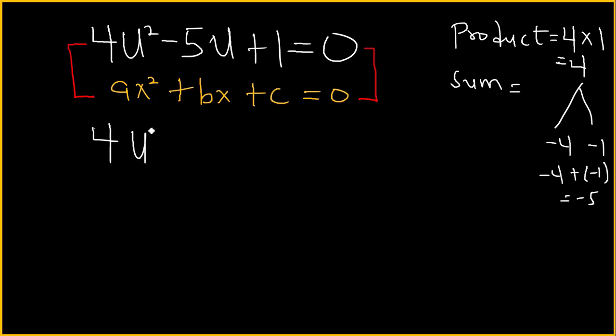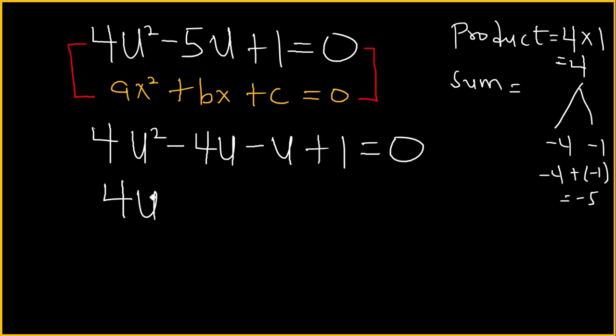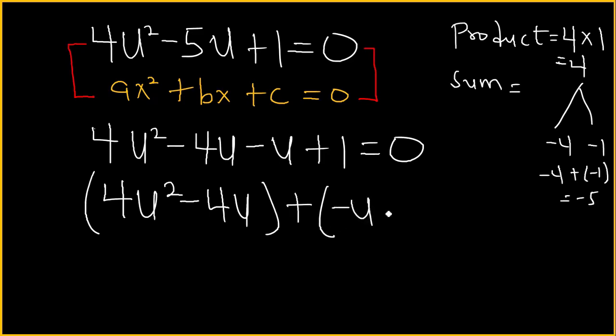4u squared minus 4u. Since negative 5 is with a variable u attached to these factors, minus u, which is negative 1, plus 1 equals 0. We group them into factors: minus 4u plus minus u plus 1 equals 0.